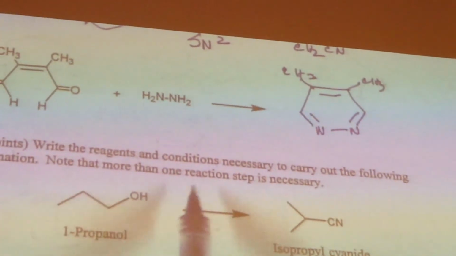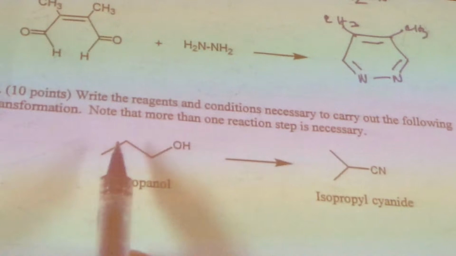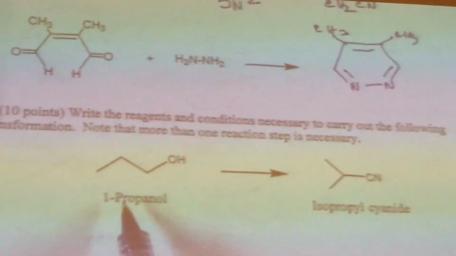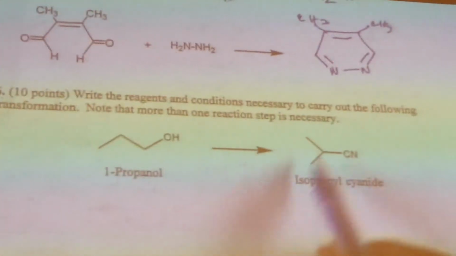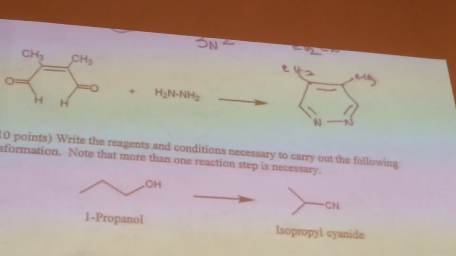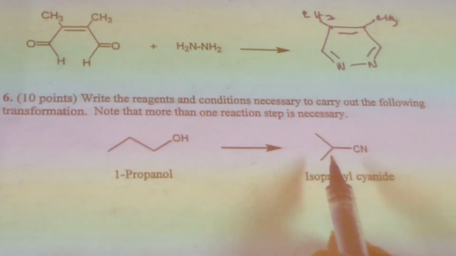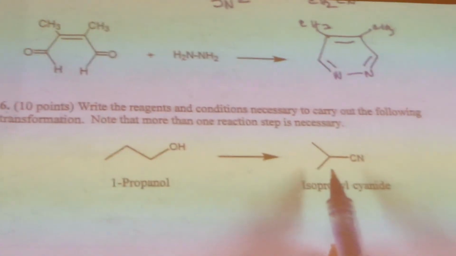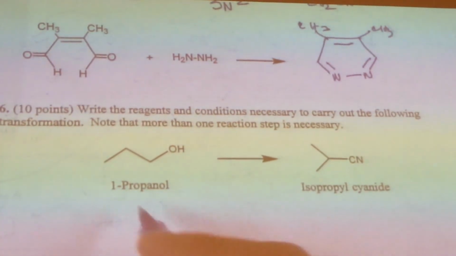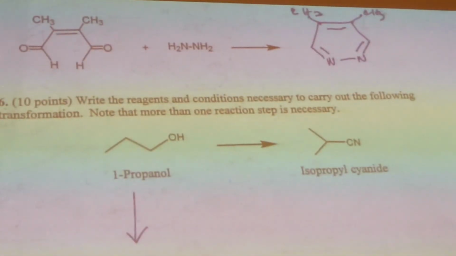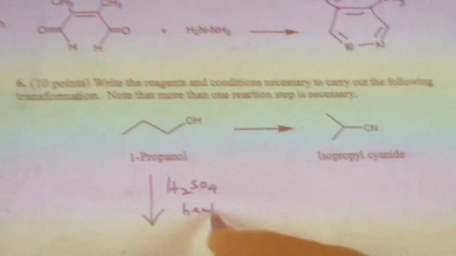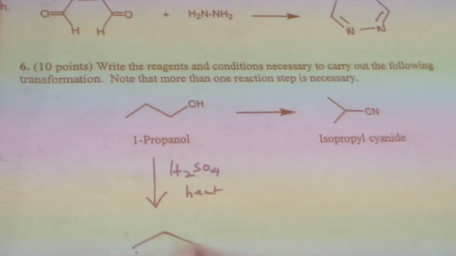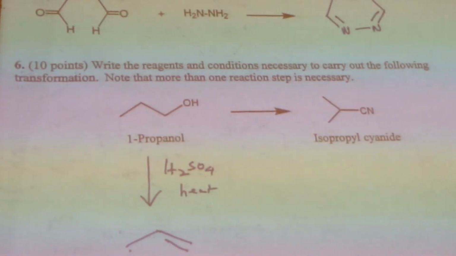Question 6: write the reagents and conditions necessary to carry out the following transformation. Okay, so going from 1-propanol, which has 3 carbons, you are going to isopropyl cyanide, which also has 3 carbons plus the cyanide. So you need to have a derivative where at the second carbon you can do that, right? One possibility would be you can dehydrate this, with sulfuric acid and heat to introduce a double bond. So you eliminate a molecule of water.